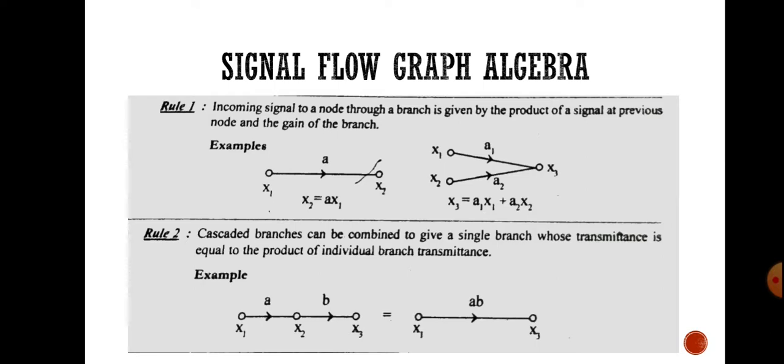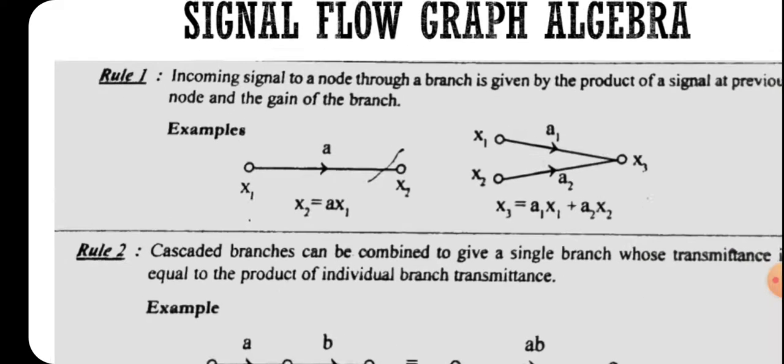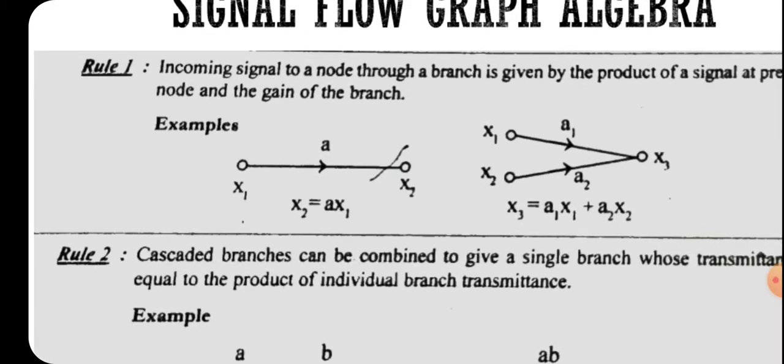There are two nodes, marked as x1 and x2, and the transmittance is marked on the line connecting x1 and x2 as A. There is an arrow mark that represents the signal flow. So in this case, x2 is the output node and x1 is the source node. So we can write x2 will be equal to A into x1.